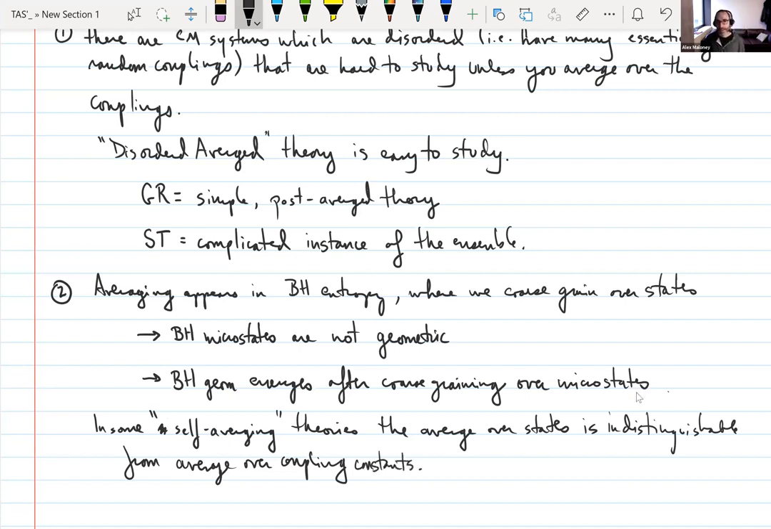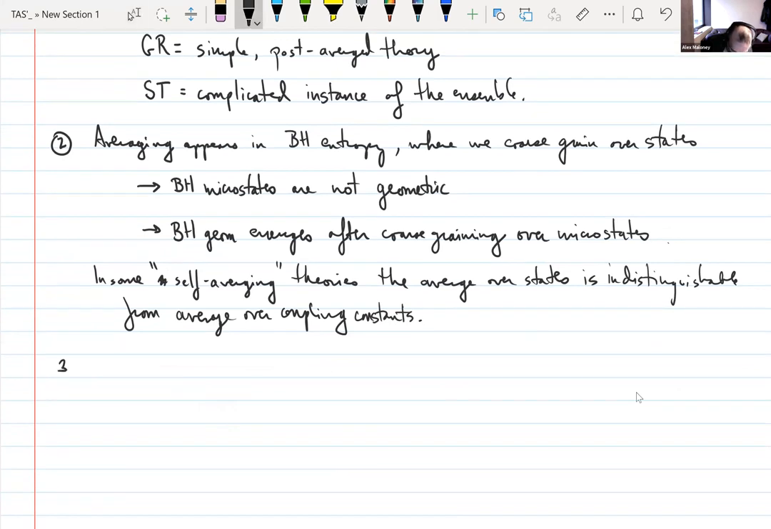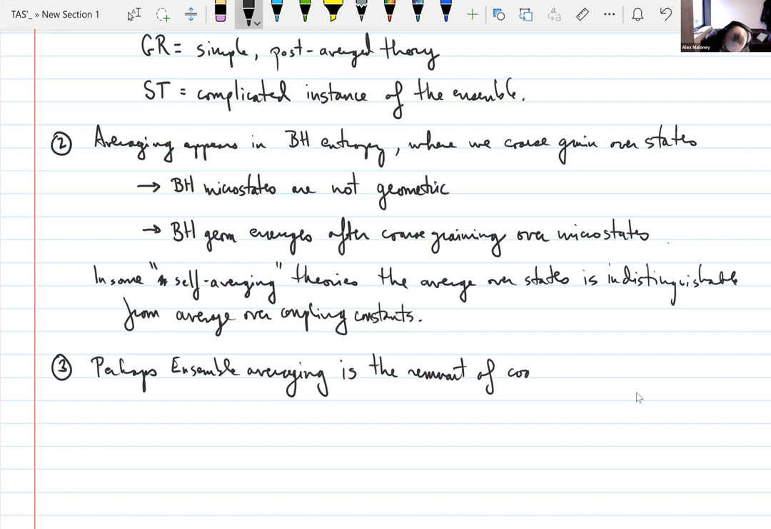And when I say indistinguishable, I mean indistinguishable for sufficiently coarse observables. Okay. And in fact, if you ask me what I actually believe, not that you did, what I actually believe is that perhaps ensemble averaging is coarse graining, and in particular is the remnant of coarse graining that remains after dimensional reduction and taking a near horizon limit.